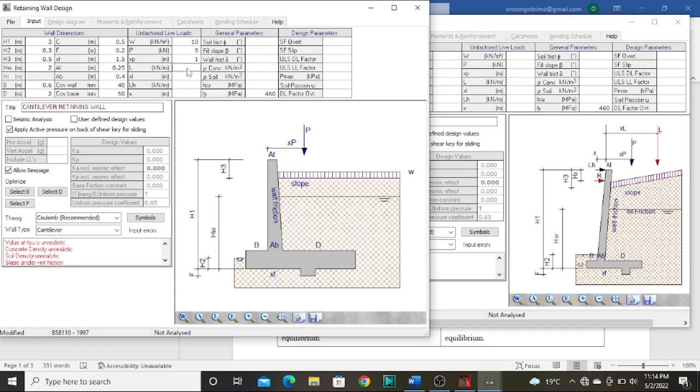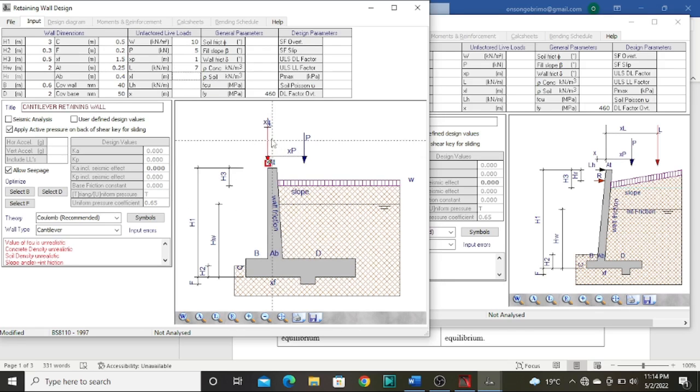I can also do that for L. If I have 7 kilonewtons per meter, which is normally a UDL, and it will act up to a distance of, let's say, 1.2 meters. You can see that it will act at that point. That is the resultant point of action.